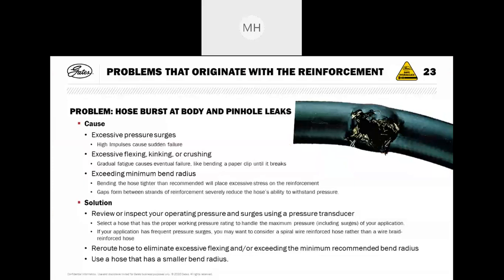So the solution, review or inspect your operating pressures and surges using the pressure transducer. From there, we select a hose that has the proper working pressure rating to handle the maximum pressure, including the surges for that application. If the application does have frequent pressure surges, we may want to consider putting a spiral reinforced hose rather than a wire braid reinforced hose. The other options are we can reroute to eliminate excessive flexing and or exceeding the minimum recommended bend radius, or using a hose with a smaller bend radius if that's something we can do.